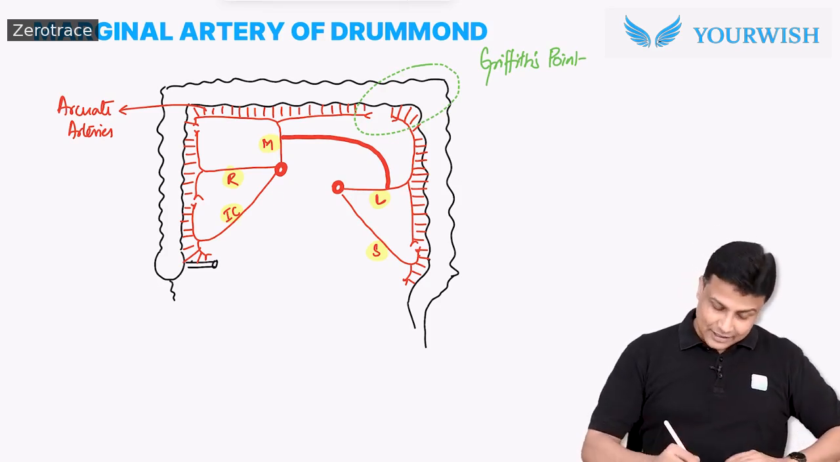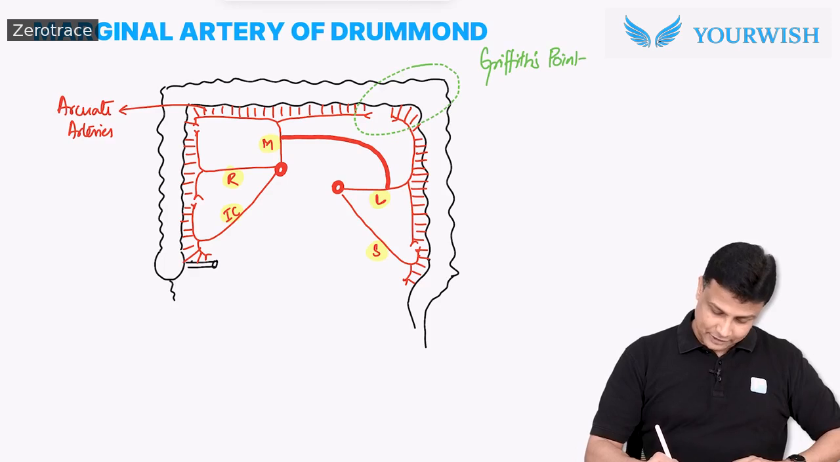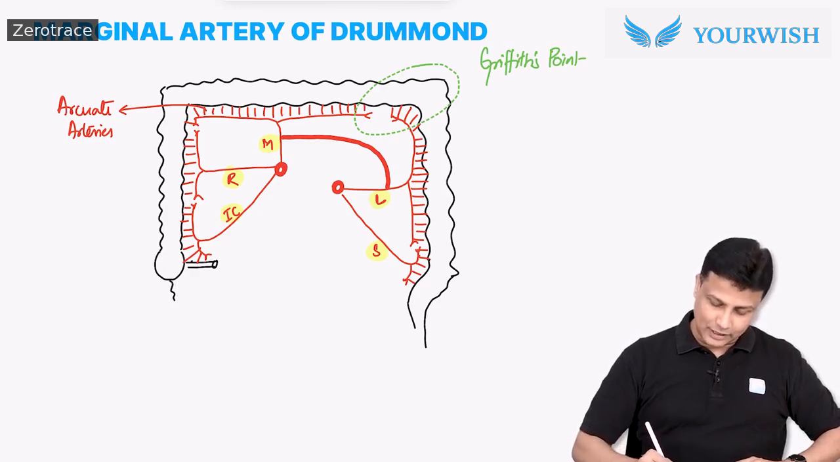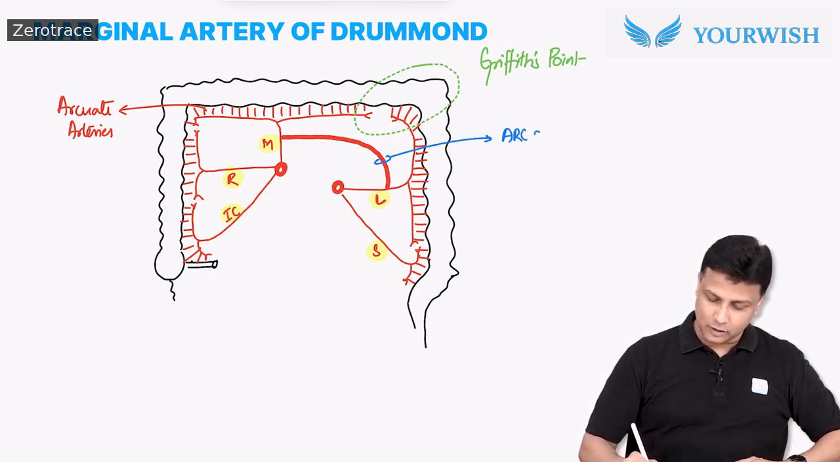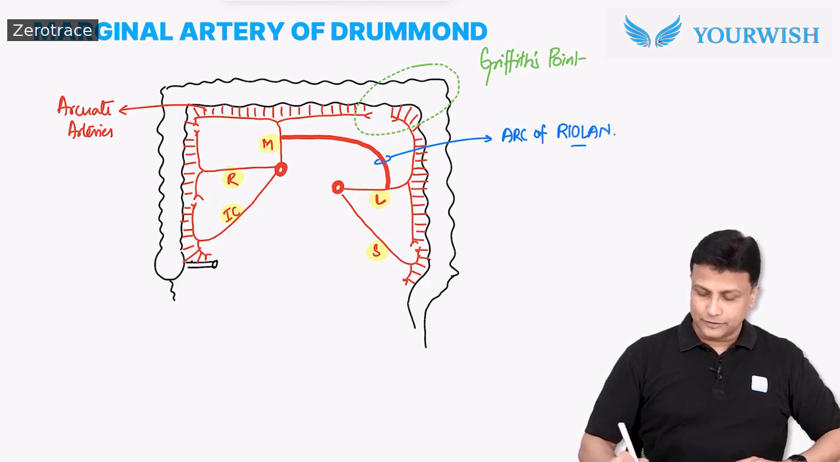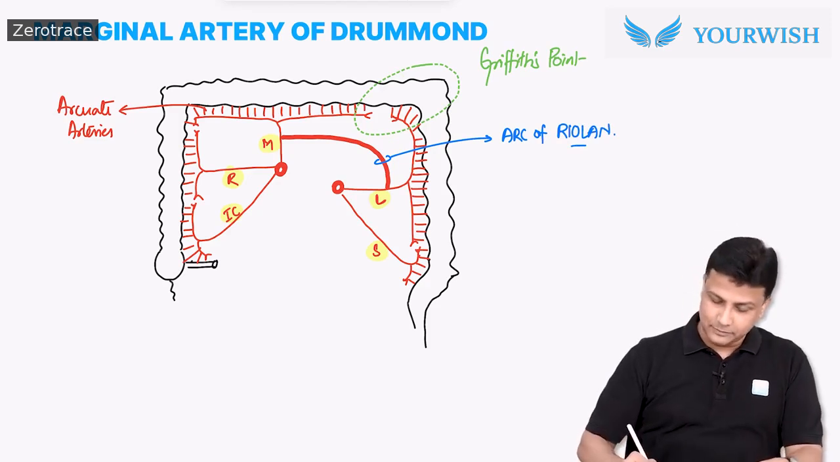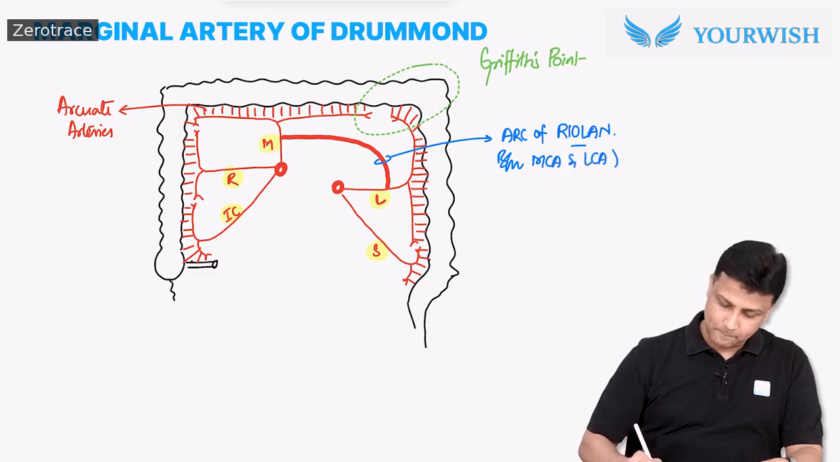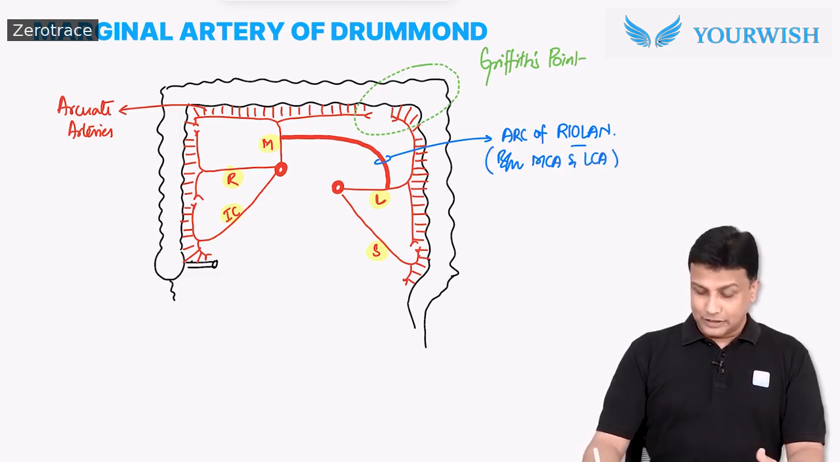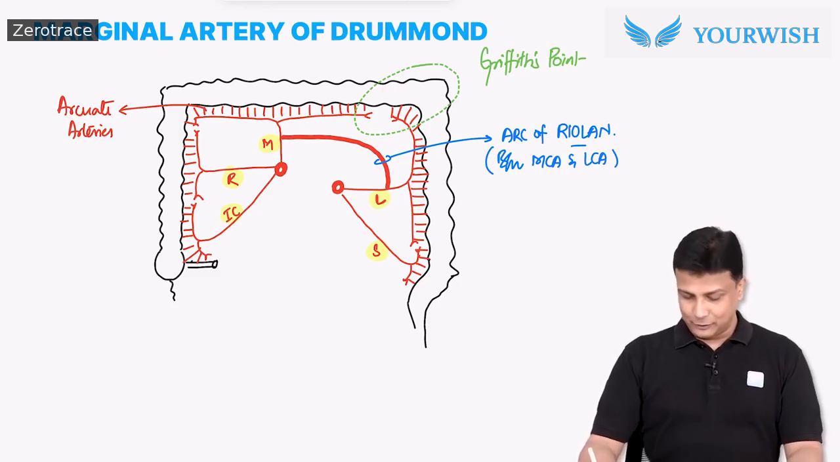Okay, now this additional artery which is given here will be known as the arc of Riolan. So this artery will be referred to as the arc of Riolan. The arc of Riolan is between the middle colic artery and the left colic artery. So please remember, the arc of Riolan is between the middle colic artery and the left colic artery. Done. So that is a compensation at the Griffith's point over there.